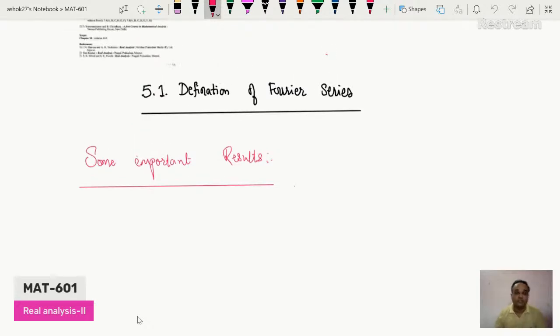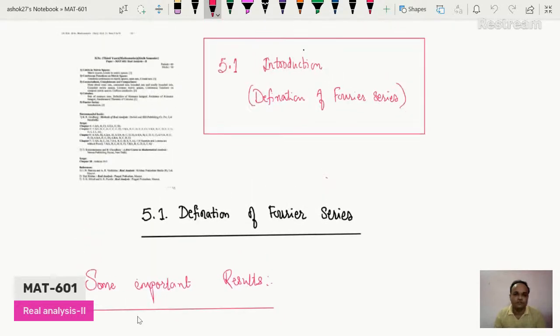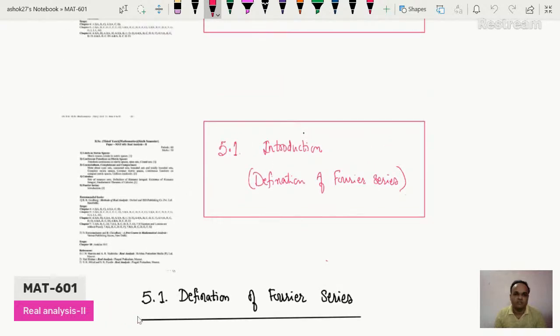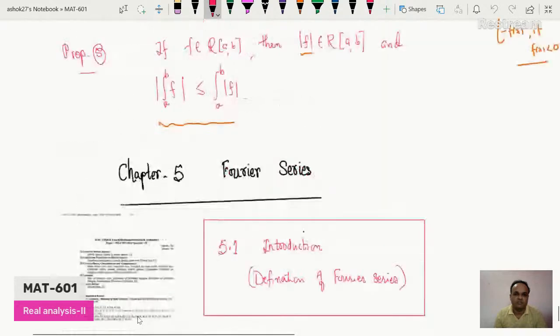So let us welcome in next lecture of MAT-601, that is real analysis 2. So in this lecture we'll start chapter number 5, that is Fourier series. In previous lecture, we have seen the definition of Riemann integral, then some properties of Riemann integral.